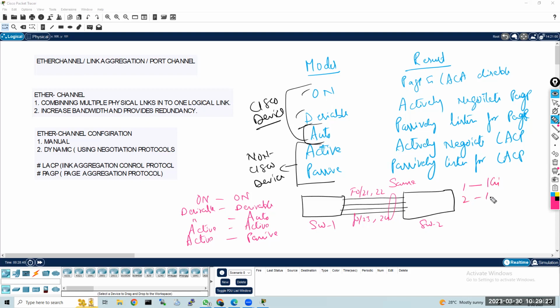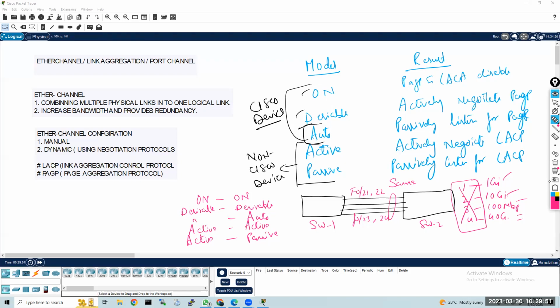Second link is 10 gig. Third link is 100 Mbps. And the fourth link is, for example, 40 gig. So it is not possible to make it a bundle, guys. It is not possible because the link speed is different. This is quite very important. Understood, guys? Because the bandwidth is not the same, right? Yes, link speed.